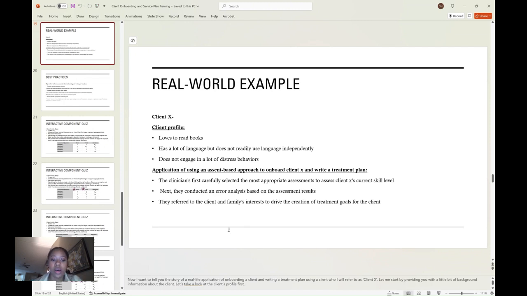And so what my supervisor did was carefully select the most appropriate assessment to assess his verbal behavior skills because, like I said, in the client profile, we saw that he had a lot of language. Next, she conducted an error analysis based on those assessment results. And she also referred to the client and family's interests so that it would drive the creation of these treatment goals for the client, so that it would make them meaningful and impactful for the family, which would promote treatment acceptability.